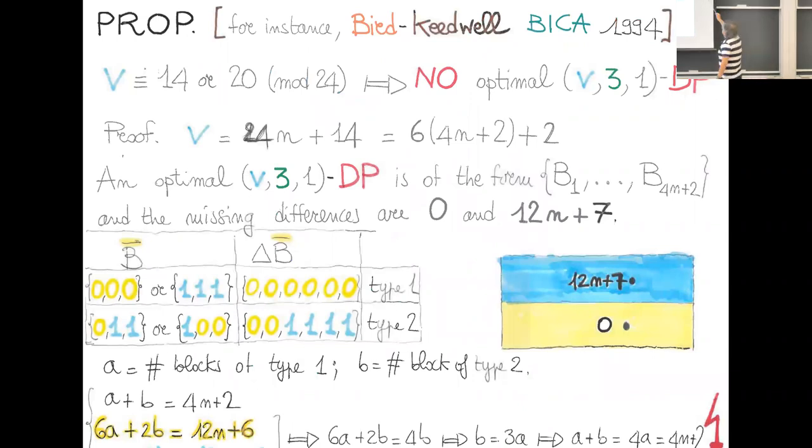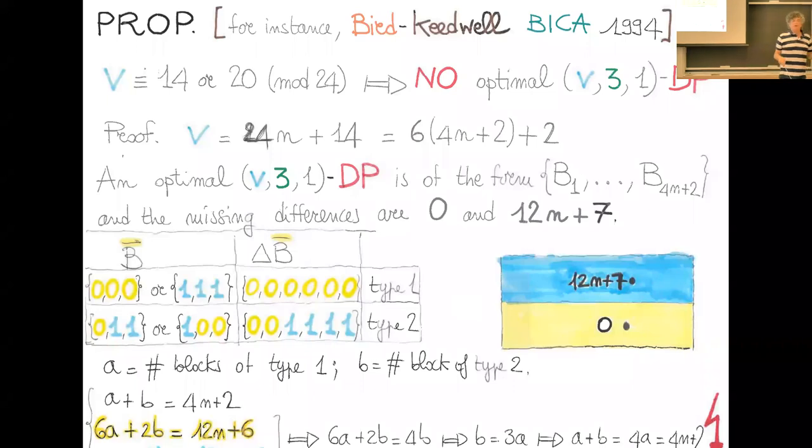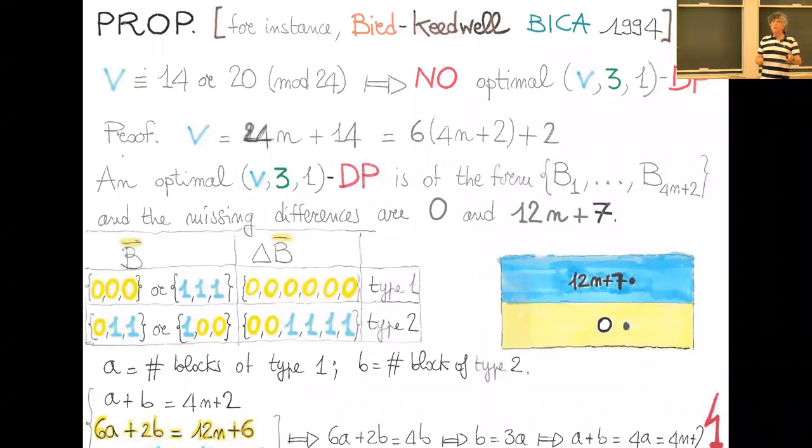Now, this result is quite famous. I think that there are many proofs in the literature, but I think that the first proof is hidden in a paper by Phelps and Rosa of 1981 about one rotational Steiner triple systems. Anyway, here I like to mention Baird and Kidwell because they published the proof in the Bulletin of the Institute of Combinatorics and its Applications.